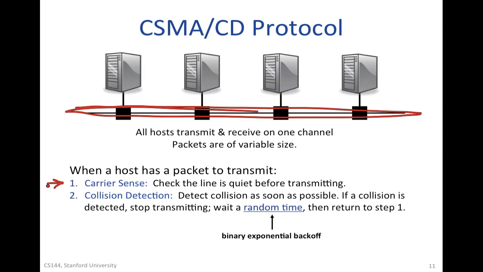If the wire is quiet, then it says probably my packet will get through. Then, if there is a collision, it will try and detect it quickly. It will detect the collision as soon as possible. If a collision is detected, it will stop transmitting, wait a random time, and then it'll go back to 1 again. In other words, it will go back, listen for whether the wire is quiet, and then try and transmit, and if there's a collision, it'll keep doing that. And it'll just keep doing that until it's successful.